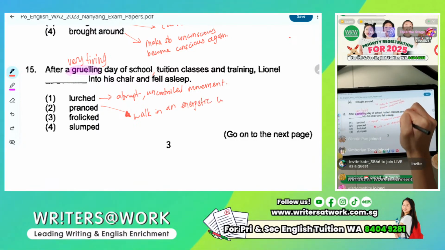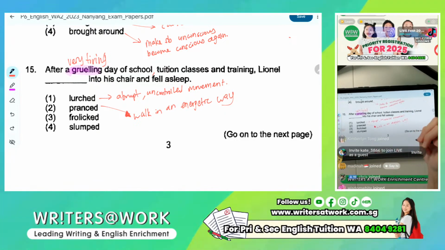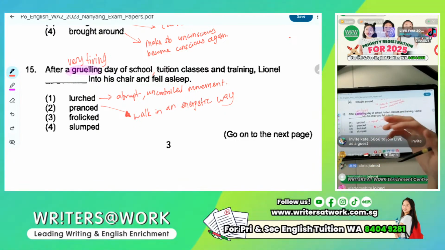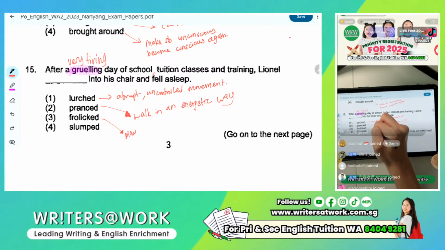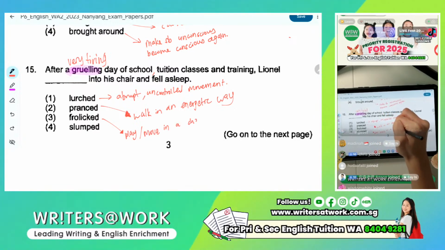So we'll look at things like the monkey prancing around the forest, trying to be doing something naughty. Frolic means that you play and move in a cheerful way. So you could say that the carefree village children were frolicking in the paddy fields.